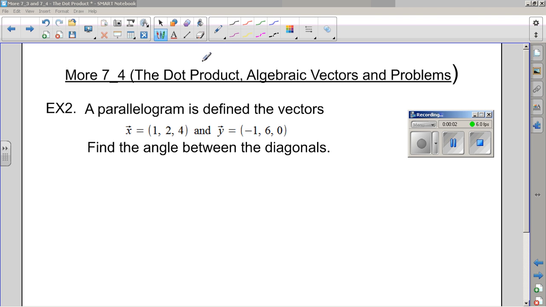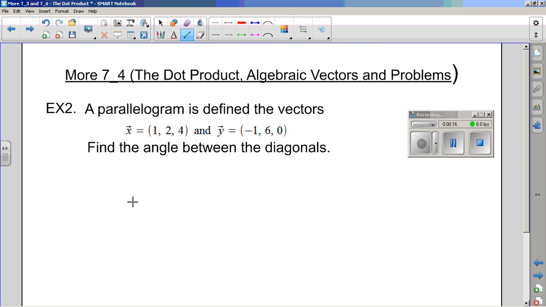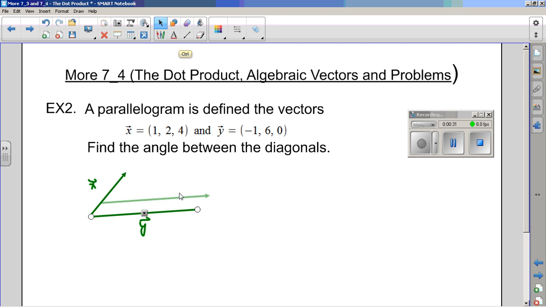Okay, here we go with part 2. This one's an algebraic vector example from 7.4. How I'm going to get going here is by, I'm actually going to draw a diagram. And it's not going to be to scale or anything like that, but I'm going to have my two vectors, x and y. There's x and there's y, and this parallelogram is defined by these two vectors.